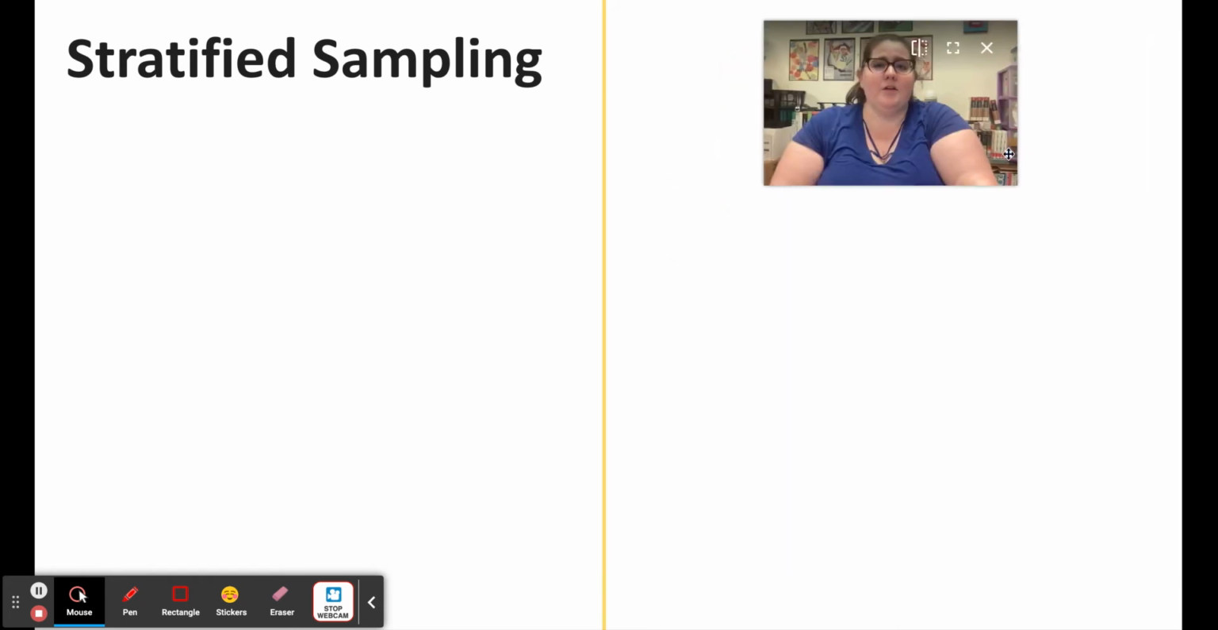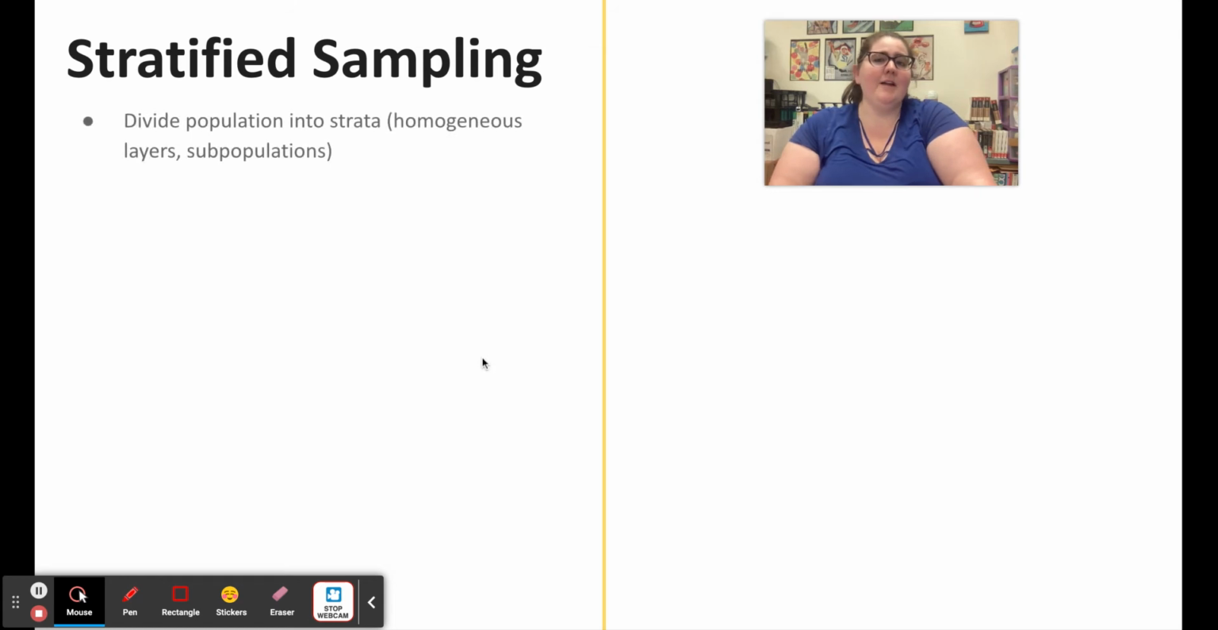So one way is called stratified. Now this is going to involve some grouping, but a stratified random sample means that we're going to first divide our population into what we call strata. Strata are like homogeneous layers, or subpopulations. Homogeneous means that they are people in our population, or subjects, that are very similar to each other in some way that we feel is important.